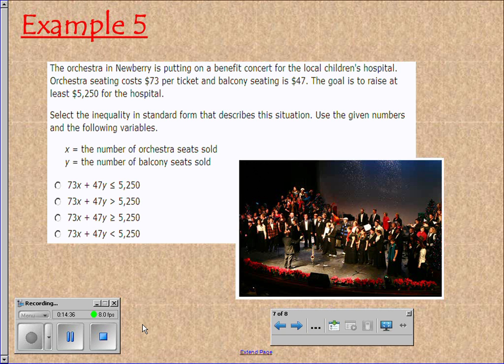So if we go ahead and look at all of our choices, this is kind of like example 3. We all have 73x plus 47y. And we all have $5,250. So we have to decide which inequality we need. So the goal is to raise at least $5,250. So if they want to raise at least that much, that means that the ticket sales should be equal to or greater than, which is answer choice C. Very good.